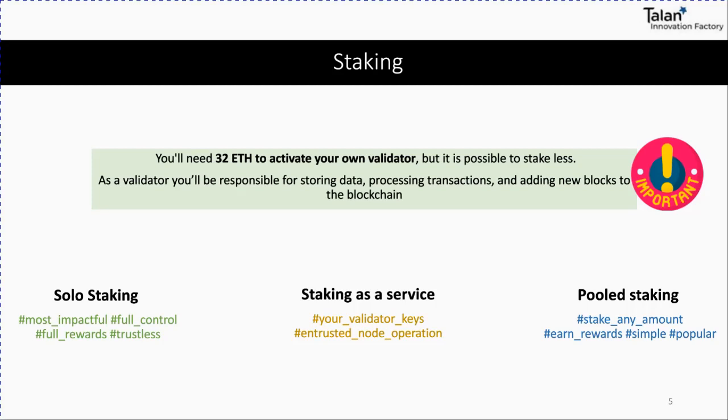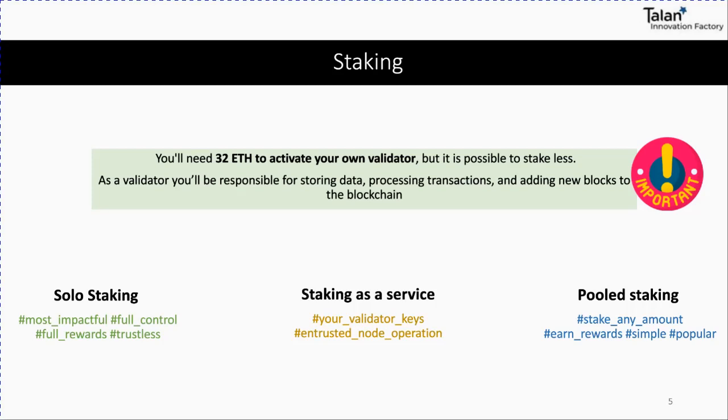As validators, you will be responsible for storing data, processing transactions, and adding new blocks to the blockchain. As I said, the validator is the equivalent of the miner in the proof of work chain. So there are a few approaches to staking. You can have solo staking, which is being a validator.